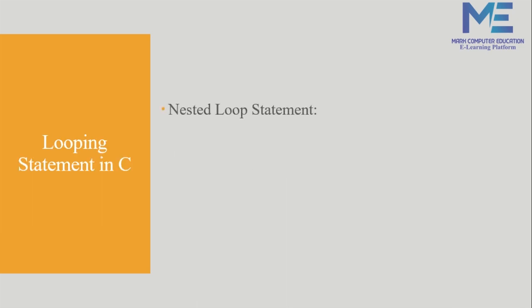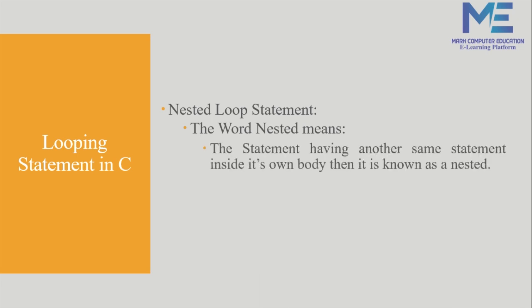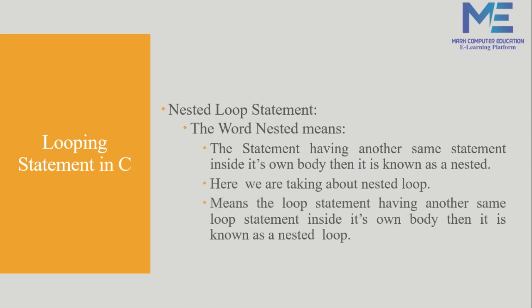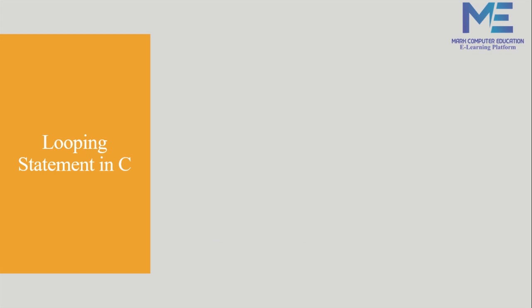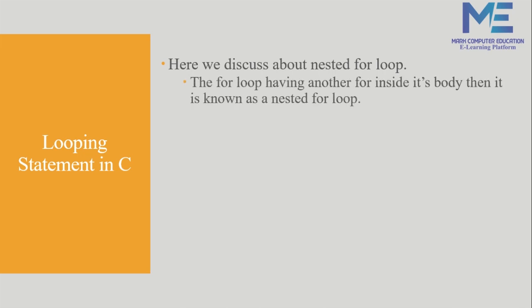So, first of all, what is a nested loop? The word nested means a statement having another same statement inside its own body. Here we are discussing a nested loop, which means a loop statement having another same loop statement inside its own body. Here we will discuss the nested for loop because we have learned what a for loop is. A nested for loop means a for loop having another for loop inside its own body.